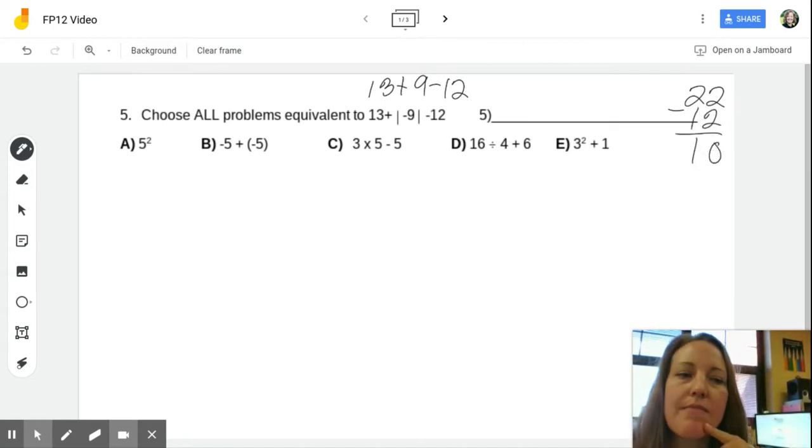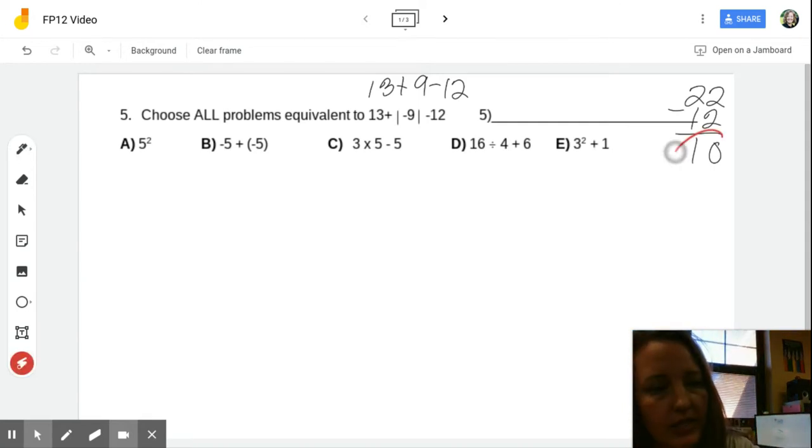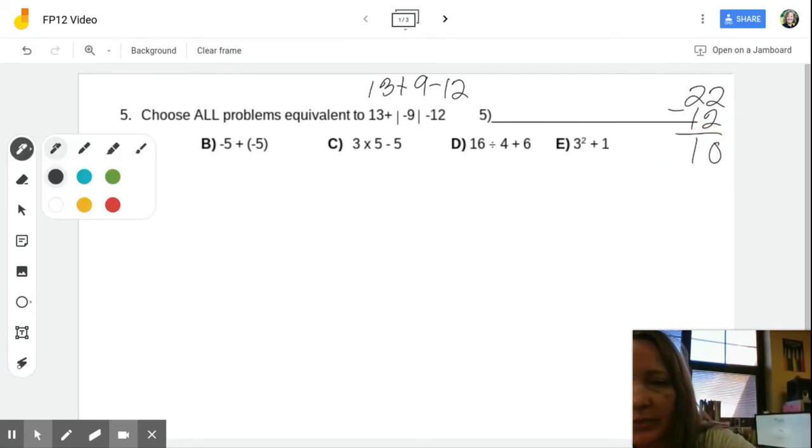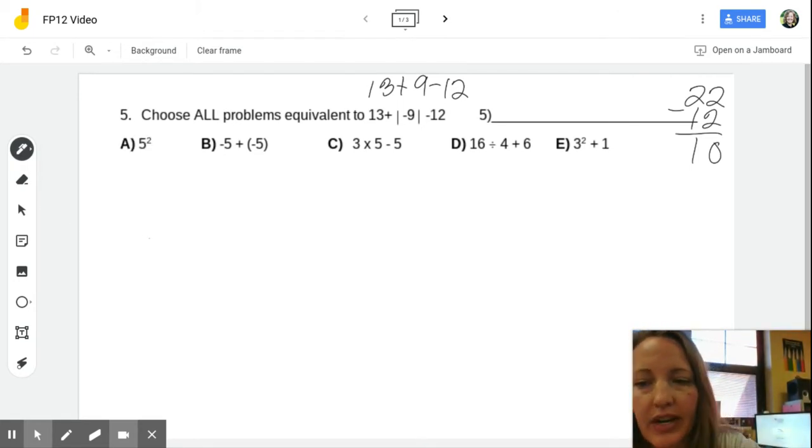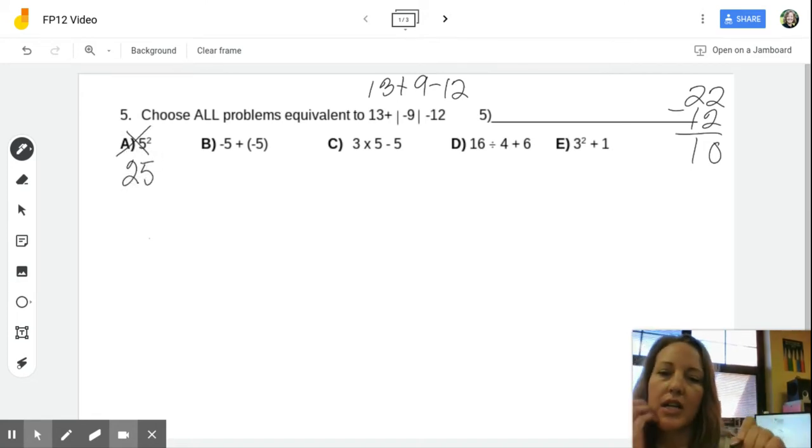10, right? So we're looking for anything here that's equivalent to 10. So we're going to just go ahead and work out these expressions. We're going to simplify these expressions and see what we get. So let's look at letter A. 5 squared is 25. So it's not that one. Negative 5 plus negative 5 is a negative 10. Not that one.